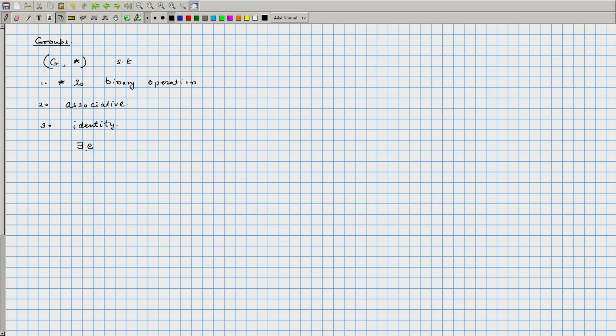That means there exists an element, let us call that E, such that for all A belonging to G, A star E is equal to E star A, and that is equal to A. Okay. So, there is a special element, we will later on prove that there can be only one such, if it is a group, then there cannot be 2 such elements.